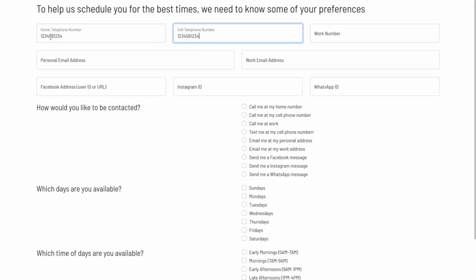A lot of people actually just use the same one for home and cell. Doesn't really matter. There's also a way for you to contact them via WhatsApp. That's often very useful, especially for people who are born and raised in South America, who primarily use WhatsApp for all communication.